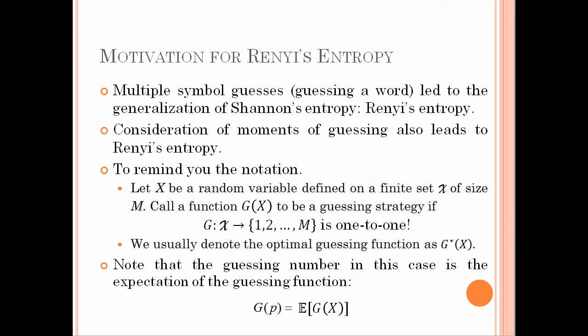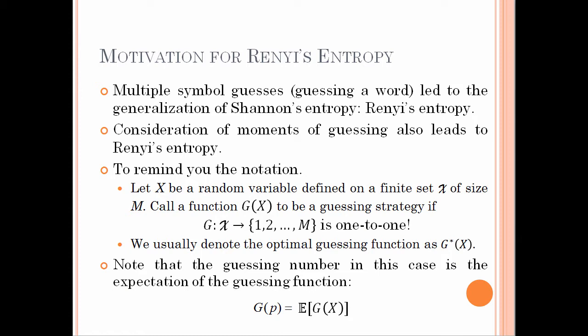So in our past lecture, we came up with the generalized definition of Shannon's entropy and introduced Renyi's entropy, particularly for multiple symbol guesses, in other words, guessing a complete word of symbols, which led to the definition of Renyi's entropy. And surprisingly, as we shall see in this lecture, when we consider moments of guessing, we also end up with the characterization of upper and lower bounds expressed in terms of Renyi's entropy.